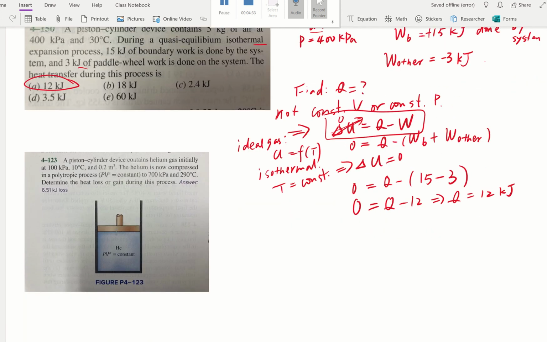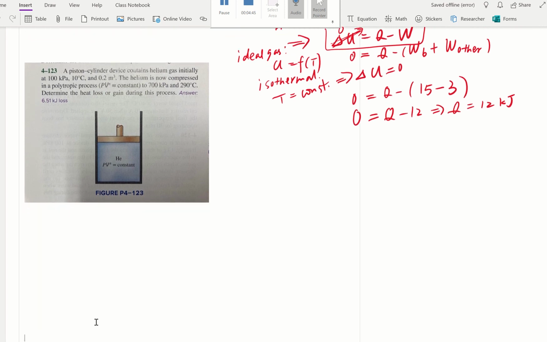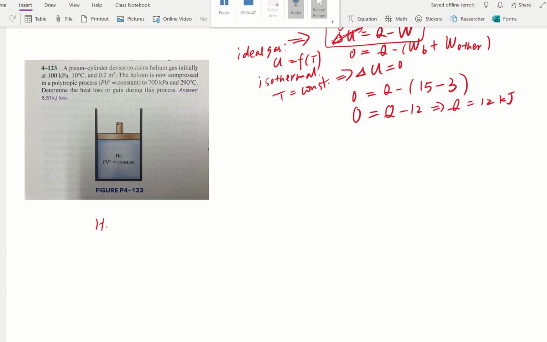All right, for the second question in this video, we have a piston cylinder device that has helium. So for states 1, 2, and 3, this is helium. That's going to be ideal gas as well. The initial pressure P1 is 100 kilopascal, the temperature T1 is 10 degrees Celsius, and volume 1 is 0.2 cubic meter. And it's now compressed, and it's set as a polytropic process.